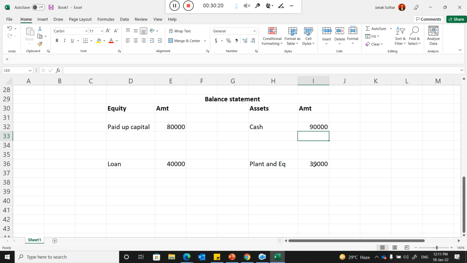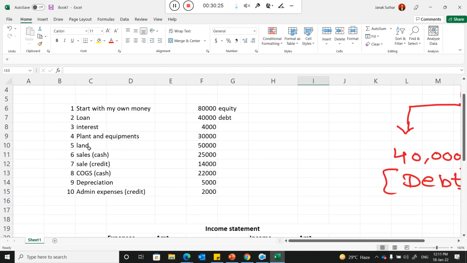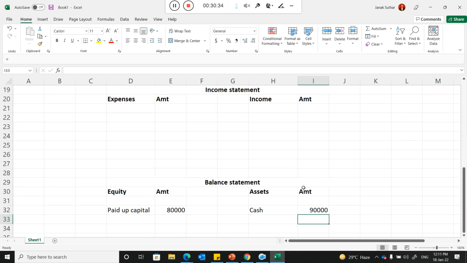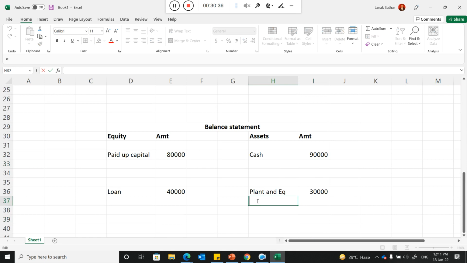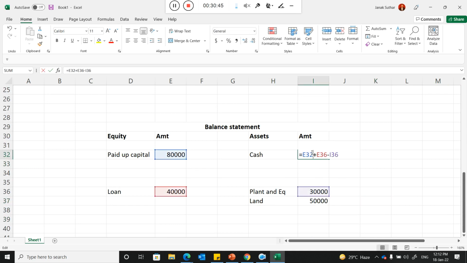So now I have cash available of 90,000. The next, plant and machinery is done. The next point is the land. Okay, so land, how much invested on land? 50,000, right? So what will be the remaining amount? 40,000. So that is done.